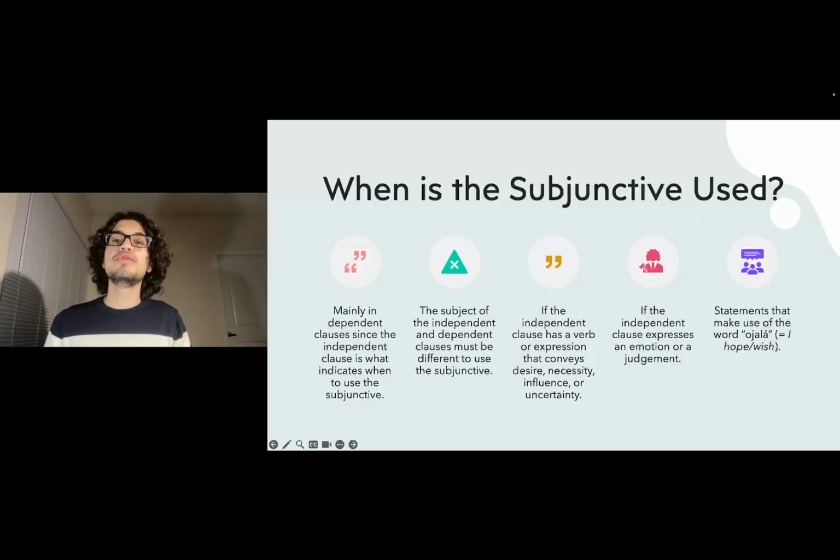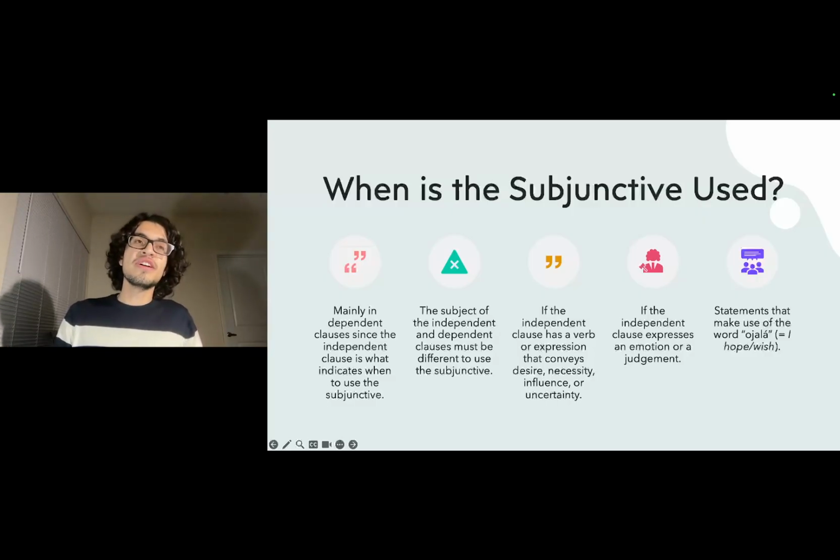A great example of the use of the word ojalá is Juan Luis Guerra's song Ojalá que llueva café.